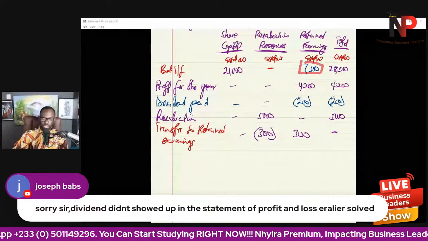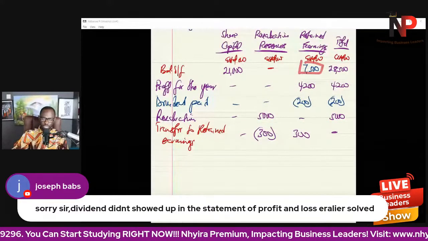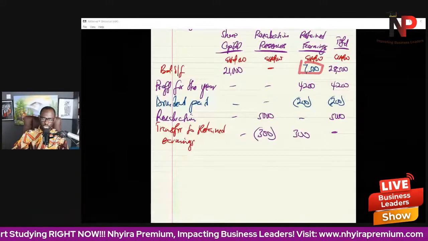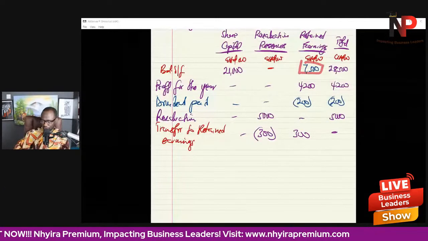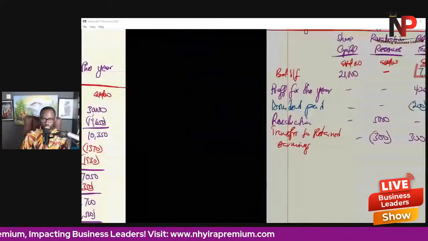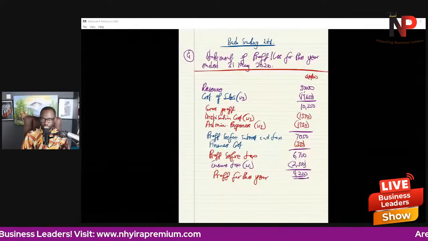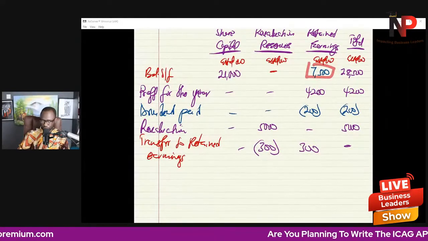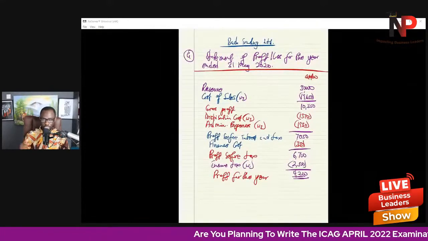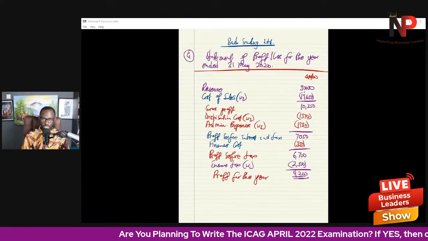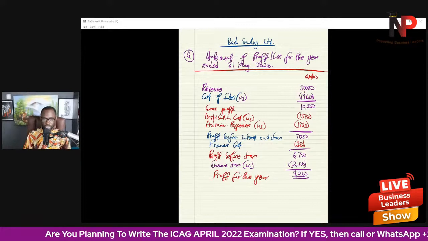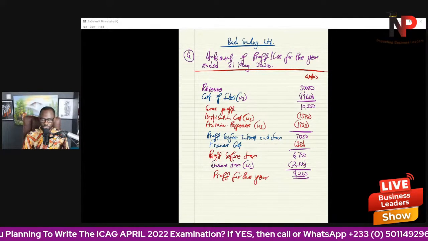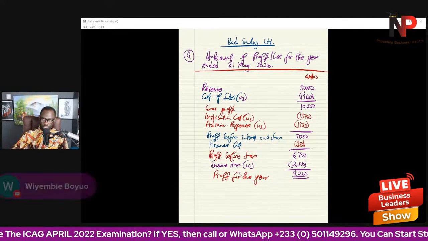Joseph Bab said, sorry, sir, dividend didn't show up in the statement of profit or loss. We don't bring in dividend. Dividend is not paid in the statement of profit or loss. Dividend is treated in the statement of changes in equity. There is no way dividend comes in the statement of profit or loss. It's always in the statement of changes in equity, so it doesn't affect our profit.